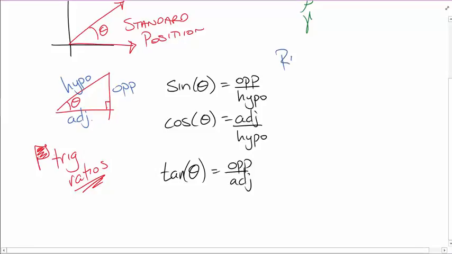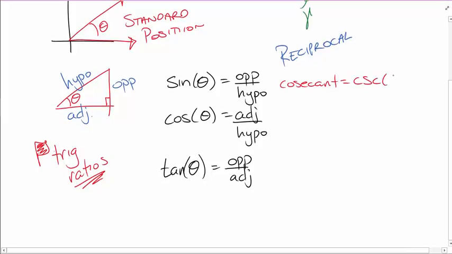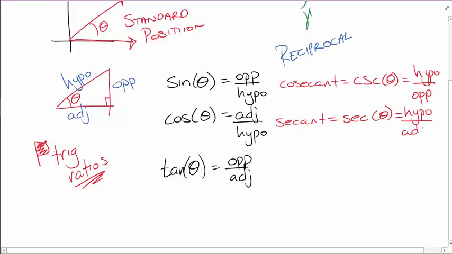We're now going to work with some reciprocal trig functions. Reciprocal meaning that we're going to flip the ratio. The flipped version of sine will be called cosecant, and the cosecant will be abbreviated CSC. The cosecant of theta, instead of being opposite over hypotenuse, would be the hypotenuse over the opposite. The reciprocal of cosine will be called the secant. The secant, abbreviated SEC, of theta is going to equal the hypotenuse over the adjacent. And finally, the reciprocal for tangent will be called the cotangent, abbreviated COT. The cotangent of theta will equal the adjacent divided by the opposite.